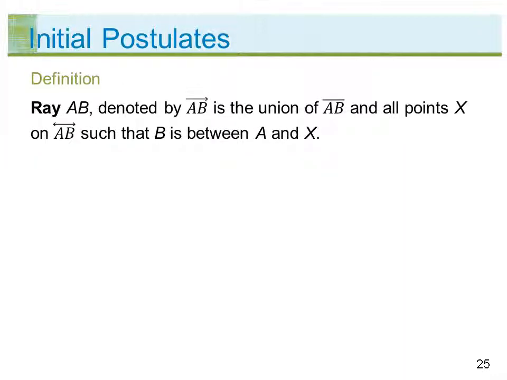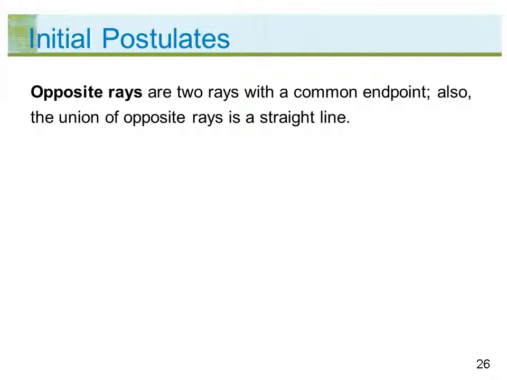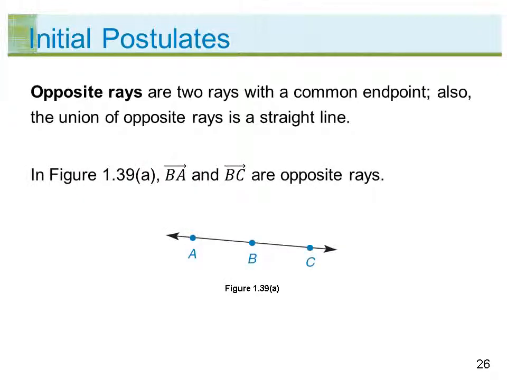Definition: ray AB, denoted by AB with an arrow over the top, is the union of line segment AB and all points X on line AB such that B is between A and X. In Figure 1.37, line AB, ray AB, and ray BA are shown. Note that ray AB and ray BA are not the same ray. Opposite rays are 2 rays with a common endpoint. Also, the union of opposite rays is a straight line. In Figure 1.39a, ray BA and ray BC are opposite rays.